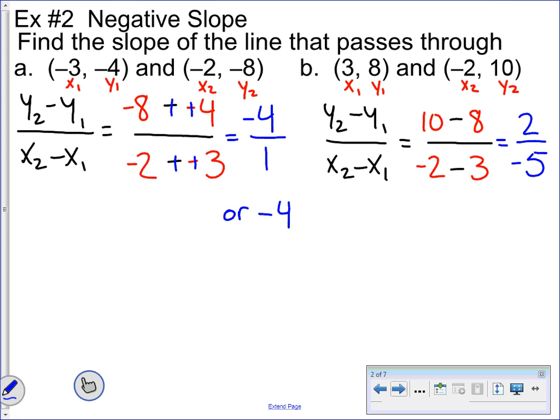Now, a lot of people would accept this answer, but you must be aware that this answer would not be the choice on a multiple choice standardized test. Instead, the negative should move to the top. So a better answer would be negative 2 over 5. A simplified version of fractions usually has negatives on the top. Next.